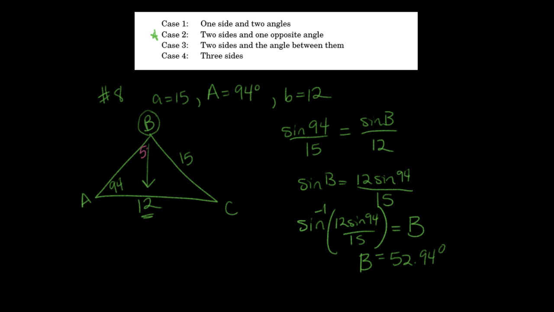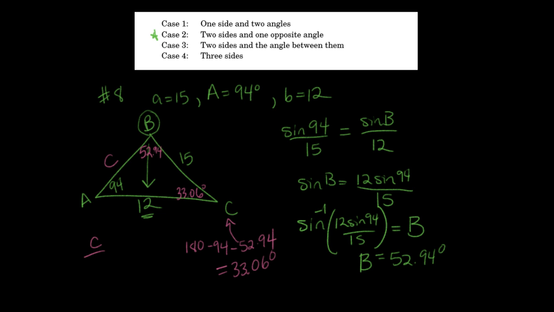So we can plug in 52.94. We can find angle C by going 180 degrees minus 94 minus 52.94, which is 33.06 degrees. So we've got that angle as well. Okay, so now we still have to find little c.